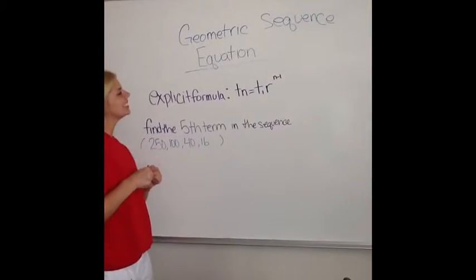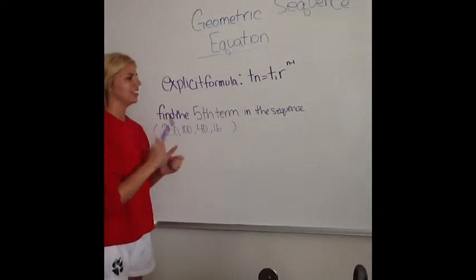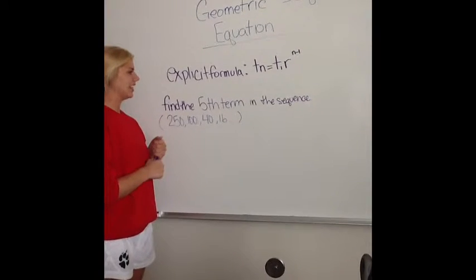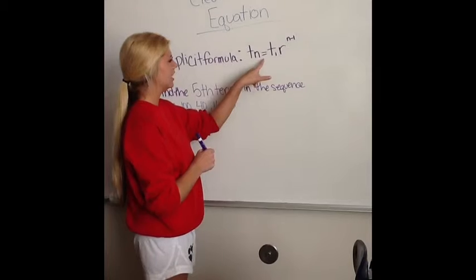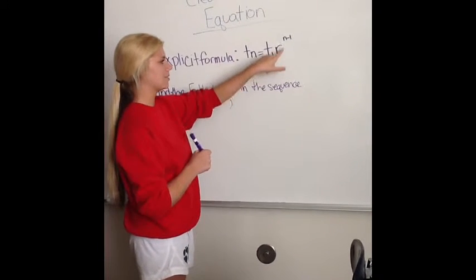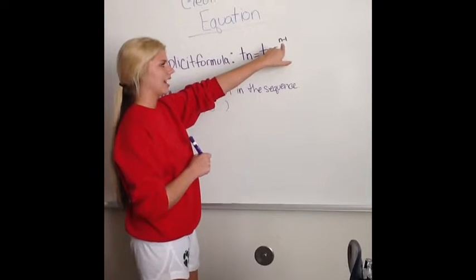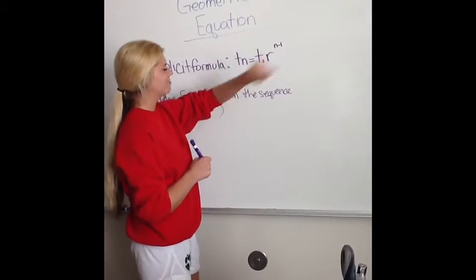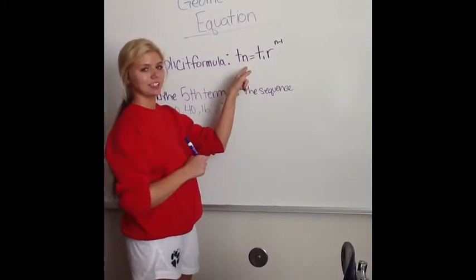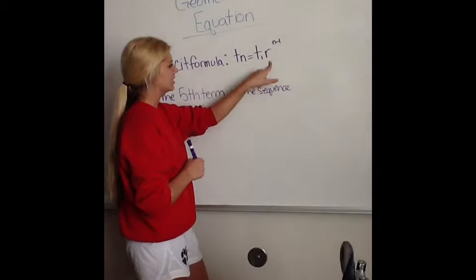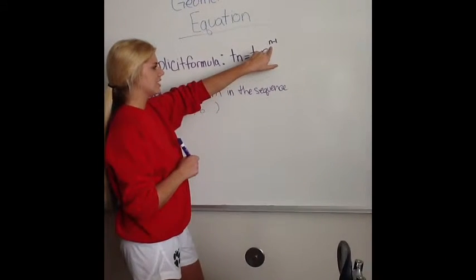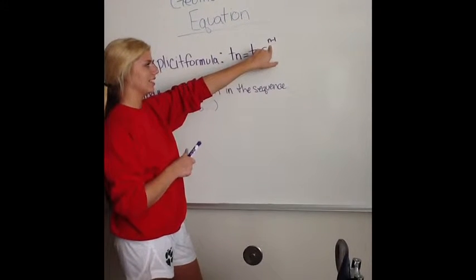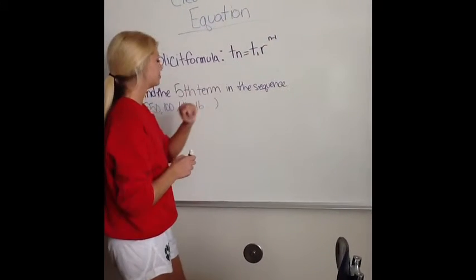Go. This is the geometric sequence equation. This is the explicit formula. It's t of n equals t1 times r to the n minus 1. T1 is the first term in the sequence. R is the ratio, the common ratio. N is the number of terms in the sequence.